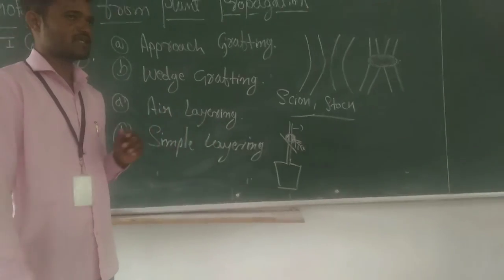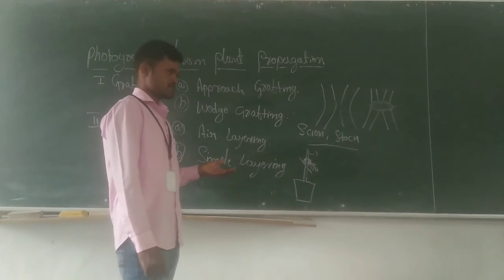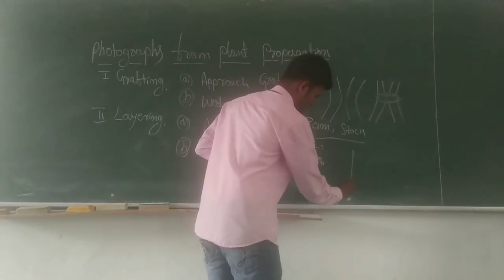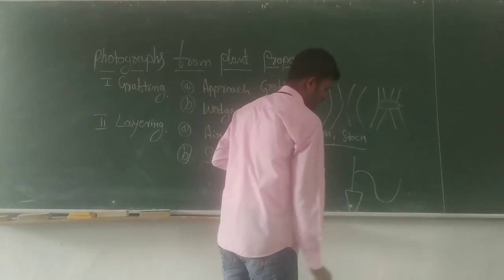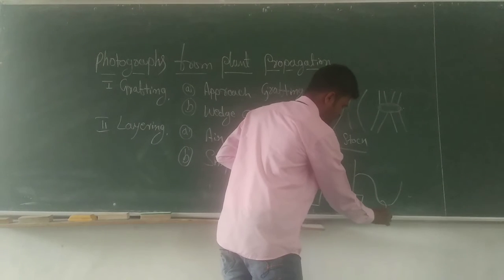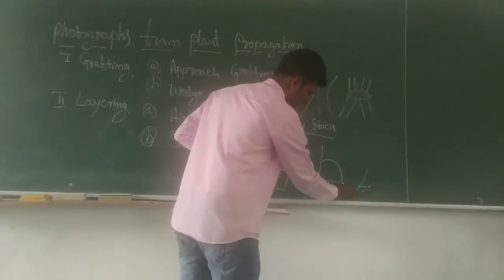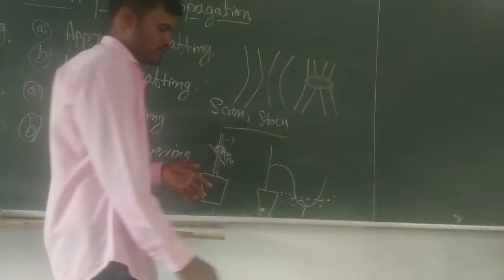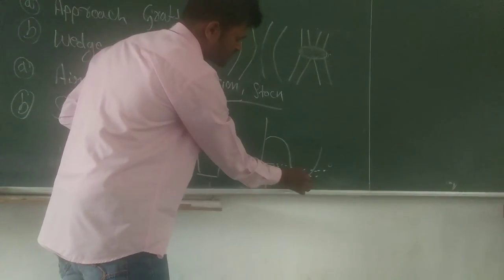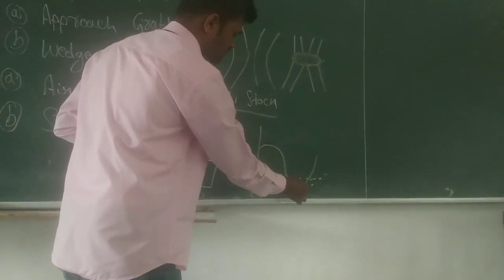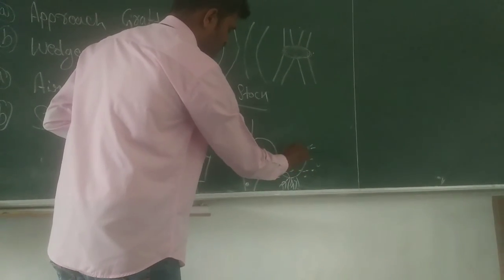Next, the simple layering method is one of the common layering methods. In this method, the stem is bent into a U-shaped structure and the bent part is immersed into the soil. After 2 to 3 months, at these spots it releases adventitious roots. These roots are developed, and it develops into new individuals.